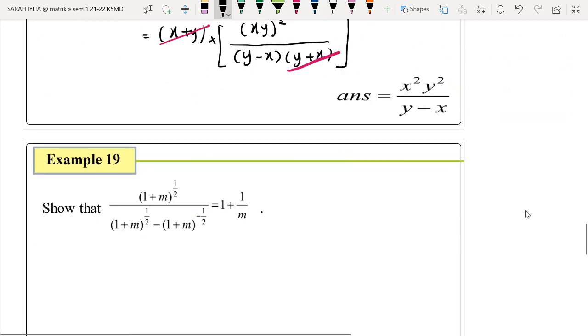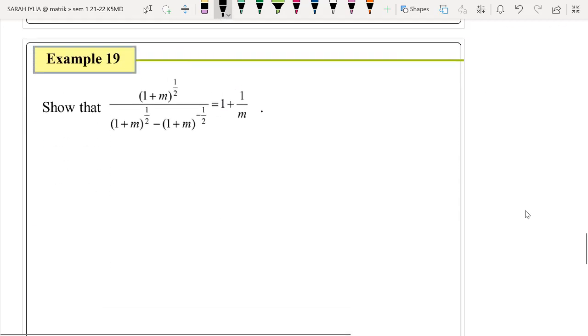Okay. Now, we proceed with example 19. Example 19, we have to show that (1 plus m to the power of half) divided by (1 plus m to the power of half minus 1 plus m to the power of negative half) equal to 1 plus 1 over m. Okay, so our highlight here is the keyword show.